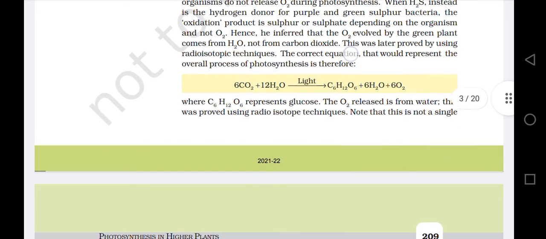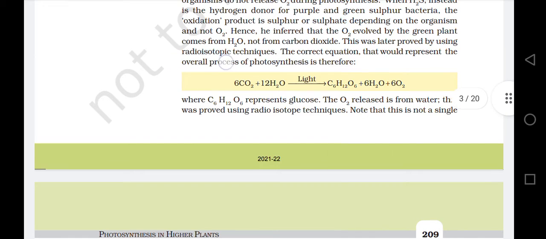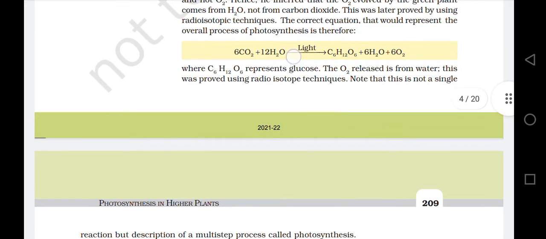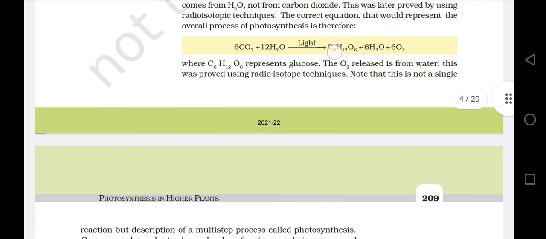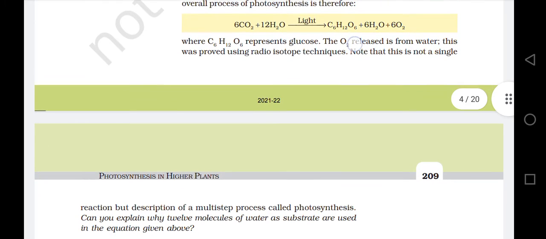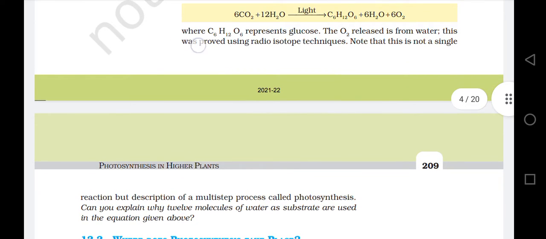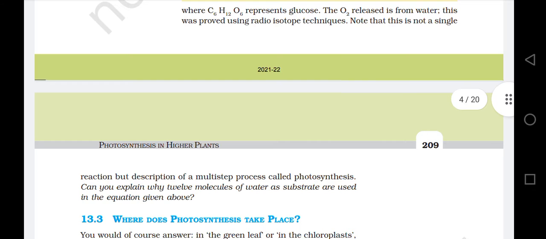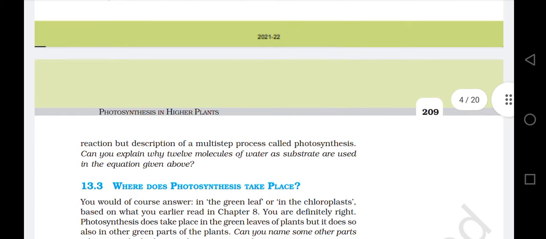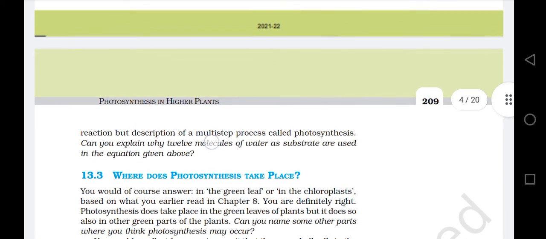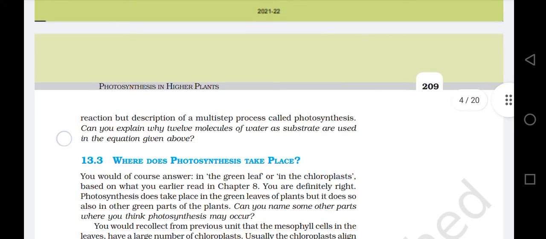The correct equation that represents the overall process of photosynthesis is therefore 6CO2 plus 12H2O, in the presence of light, gives C6H12O6 plus 6H2O plus 6O2, where C6H12O6 represents glucose. The O2 released is from water. This was proved using radioisotope techniques. Note that this is not a single reaction but a description of a multi-step process called photosynthesis. Can you explain why 12 molecules of water as substrate are used in the equation given above?